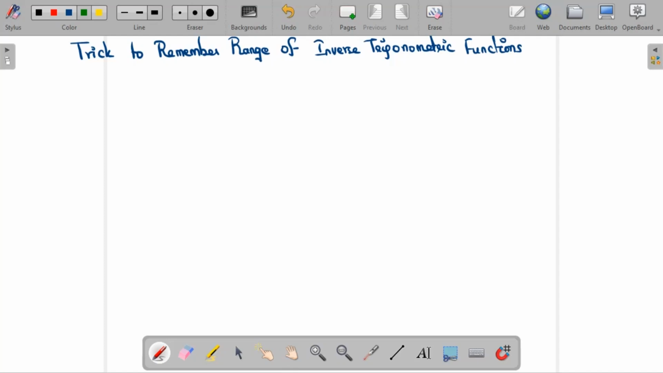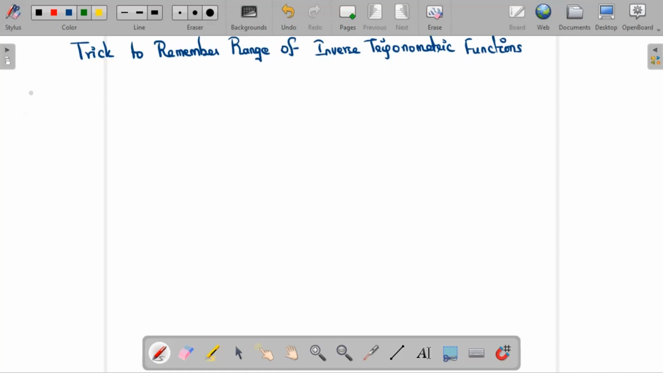Hi students, in this video we will try to find a trick to remember the range of inverse trigonometric functions. See, the inverse trigonometric functions, when the range is listed in values, it looks very difficult to memorize. So here we are going to look at the whole range in the form of graphical understanding.